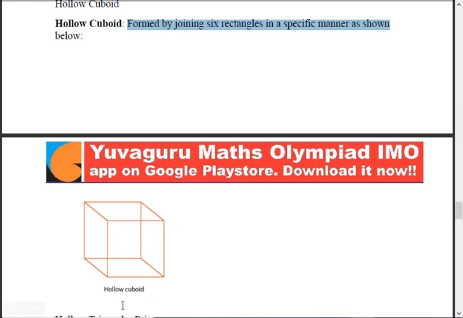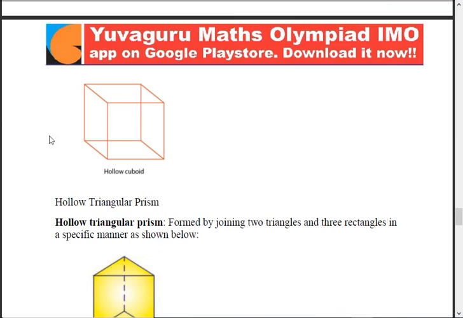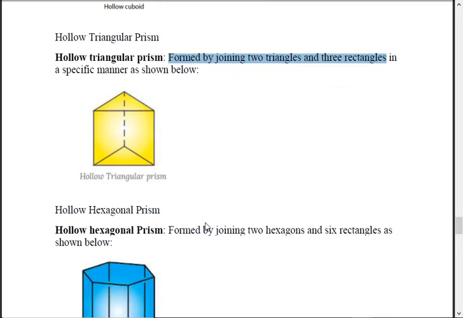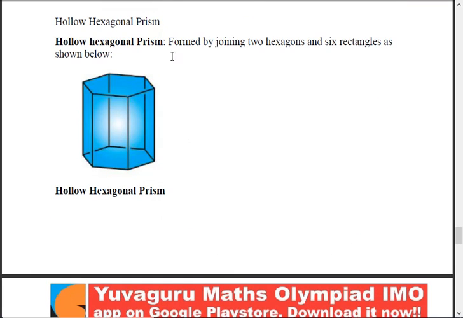This you might have done in your earlier standards in craft, right? The craft subject which we had. A hollow triangular prism is formed by joining 2 triangles and 3 rectangles in a specific manner shown below. See here, these are simple items. That's why I am running fast.